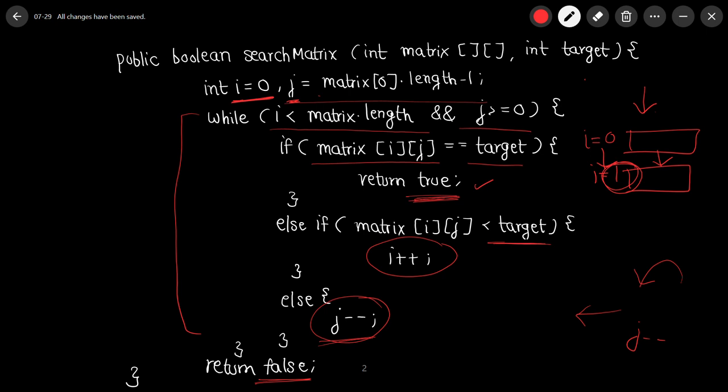So this was the code of it. Coming to the time and space complexity. So space complexity is simple. We didn't use any additional space, so it's big O of 1. The time complexity is good. So let me derive that for you.